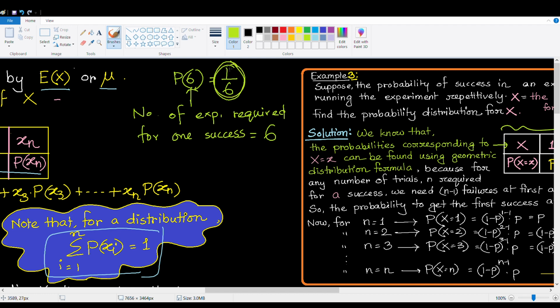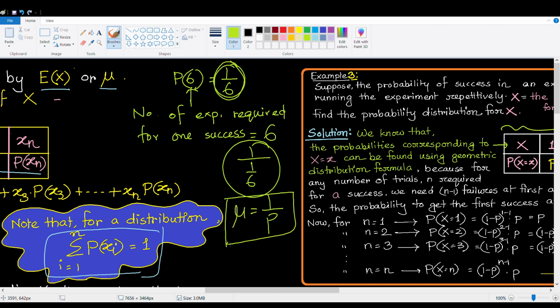So it states that on an average, in every 6 experiments, you will be successful for once. Now see, this 6 actually came from 1 by 1 by 6, right? Which means 1 by p. So this is the expected number of experiments, which is mu equals 1 by p.